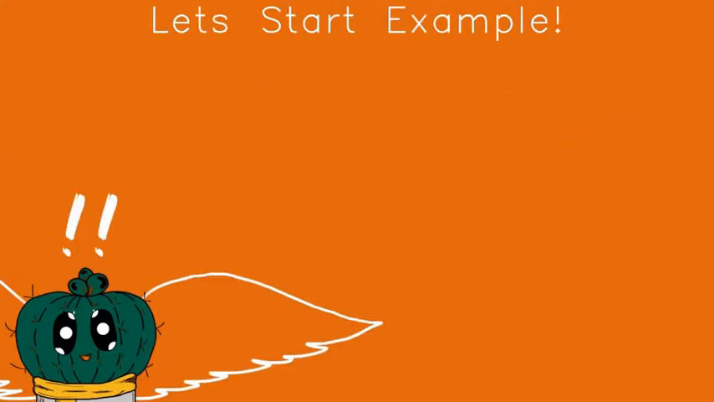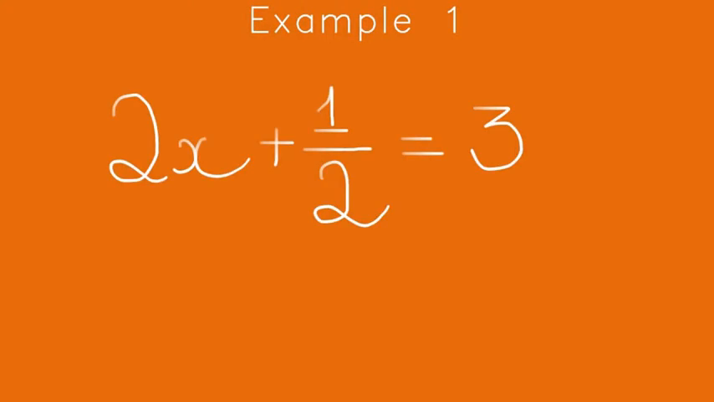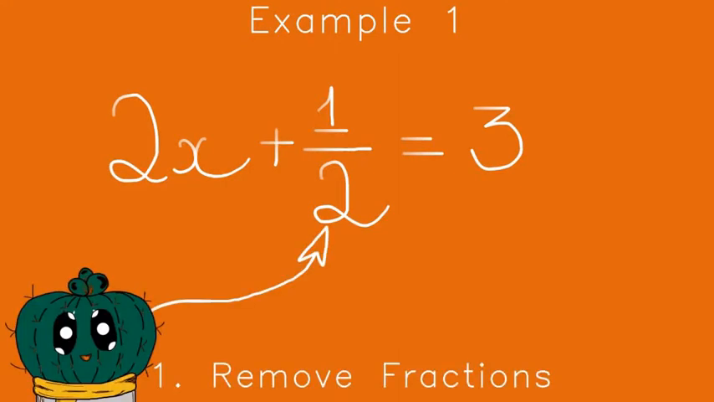Okay, so let's start with the example. Let's say we have the following equation: 2x plus half is equal to 3. Now we're trying to solve for x. What is the actual value of x? First of all, we follow the steps step by step.